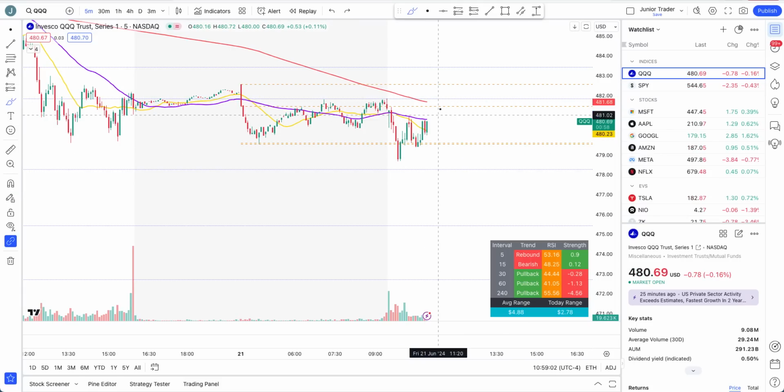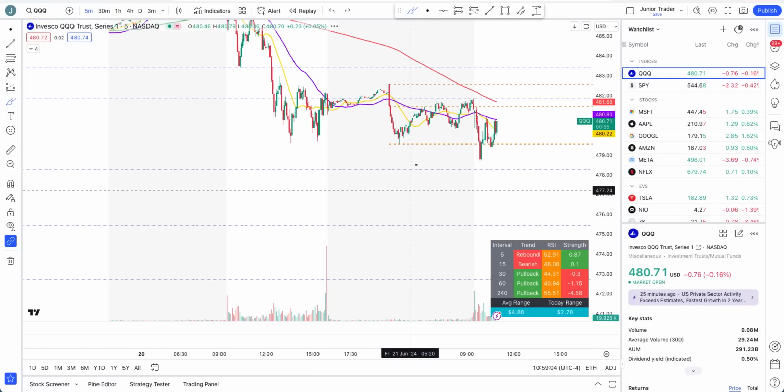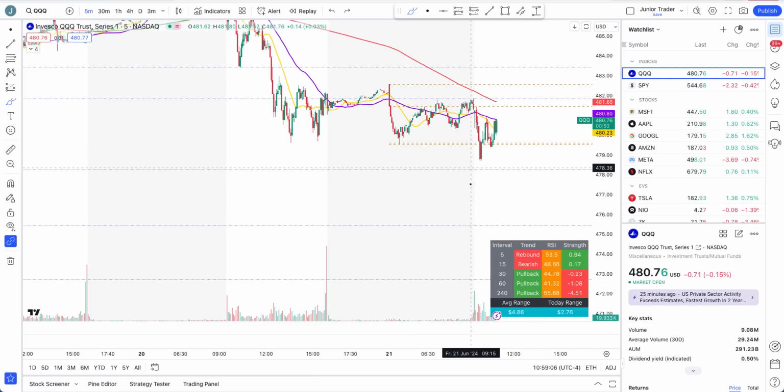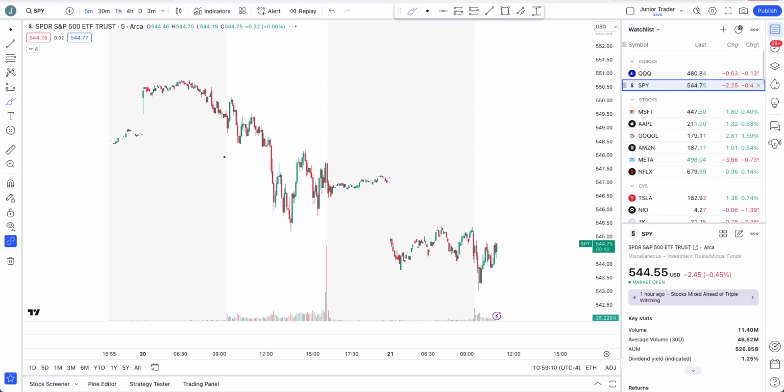Because structure is still bullish, guys, you are better off letting the pullbacks happen, seeing when the price action is holding support, and just trading back to the upside because structure is still bullish.